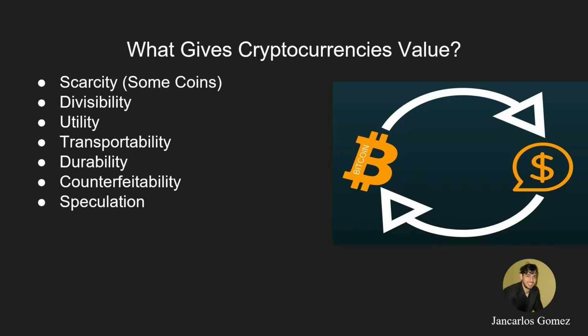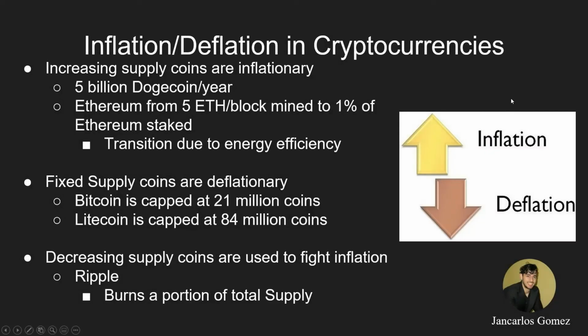Another key factor that drives up prices is speculation. Inflation and deflation in cryptocurrencies. Some coins are inflationary, like Dogecoin. It adds 5 billion Dogecoins to its total supply each year. Ethereum used to add 5 Ethereum for every block that was mined. Now it adds 1% of the Ethereum stake. This transition was made due to energy efficiency, and this is the main component of the development of Ethereum 2.0.